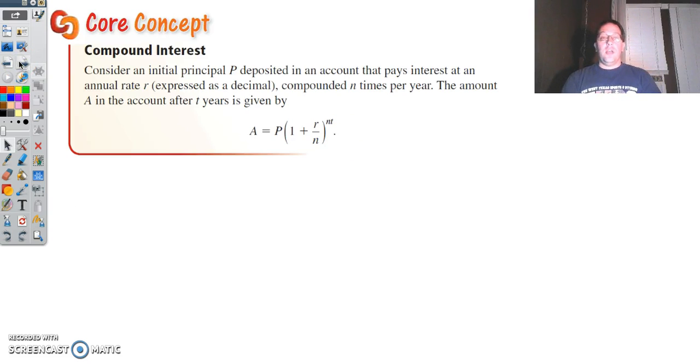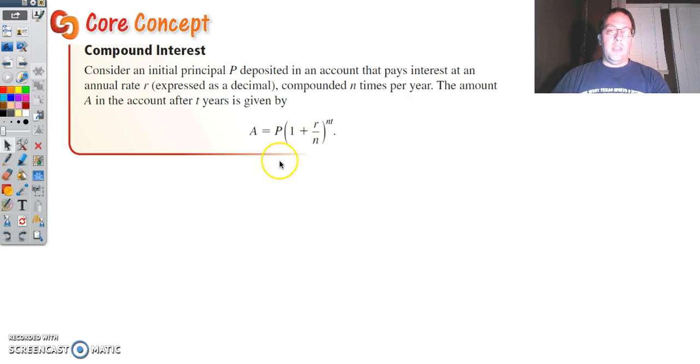Compound interest. Compound interest is really cool stuff. This is when you put money into a bank or you invest money and they pay you interest on it. And then next year, they're going to pay you interest on the interest. And then they'll pay you interest on the interest on the interest, and it just gets bigger and bigger and compounds, and it's really nice to get. I wish I had more of it.